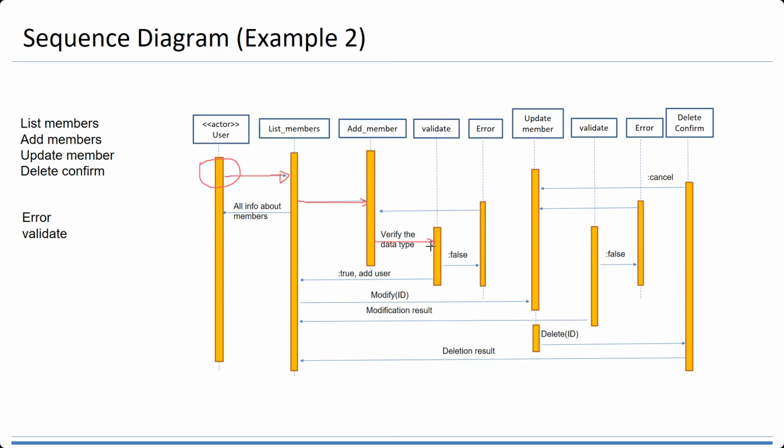If everything is good, so for example, the name, the email, the age, all of them are based on the requirement. If everything is true, then you will get back to the list member and then you can see the result. If it is false, then you will go to the error message section and then you will return back to the add member so the user can fix it again.